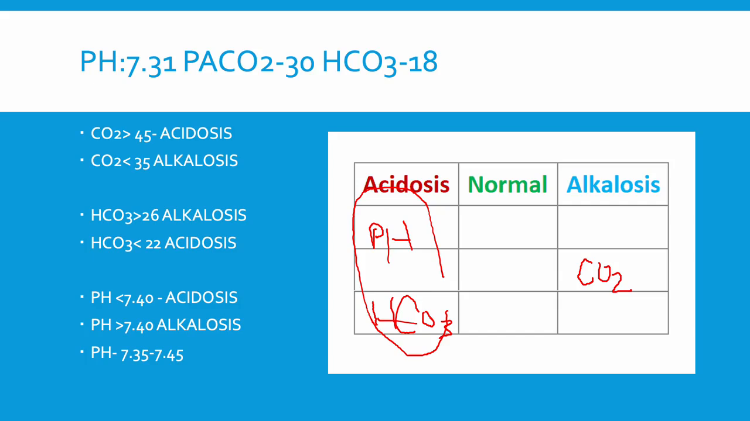Now we see that our respiratory, which is our CO2, is also out of whack. So we would have to say that the patient is experiencing metabolic acidosis and they are partially compensating. So what does that mean? That means that the body is now trying to compensate through the respiratory system in order to bring this patient into an equal balance.